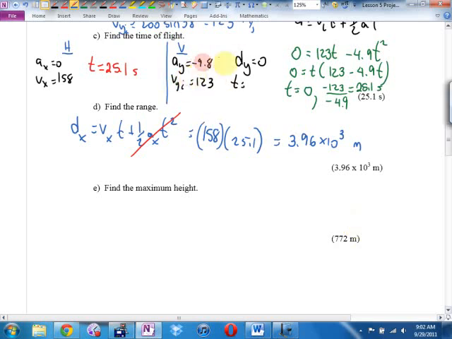Maximum height, the top. What else do I know at the top? I know one more nice thing at the top. VY final is 0. And they would like me to find DY, the height, the vertical displacement. And from up here, I know AY is negative 9.8. And I know that VY initial is 123. Do I have an equation that has VF, D, A, and V initial in it? Which one, Mitchell?